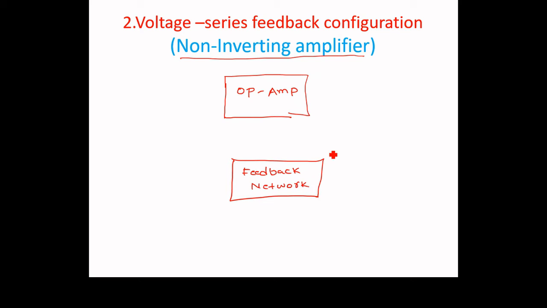At the output we are taking voltage only, right? So we need to take it in parallel, because the output sample we need to take is voltage. We need to connect in the same fashion. So how did we connect voltage shunt?